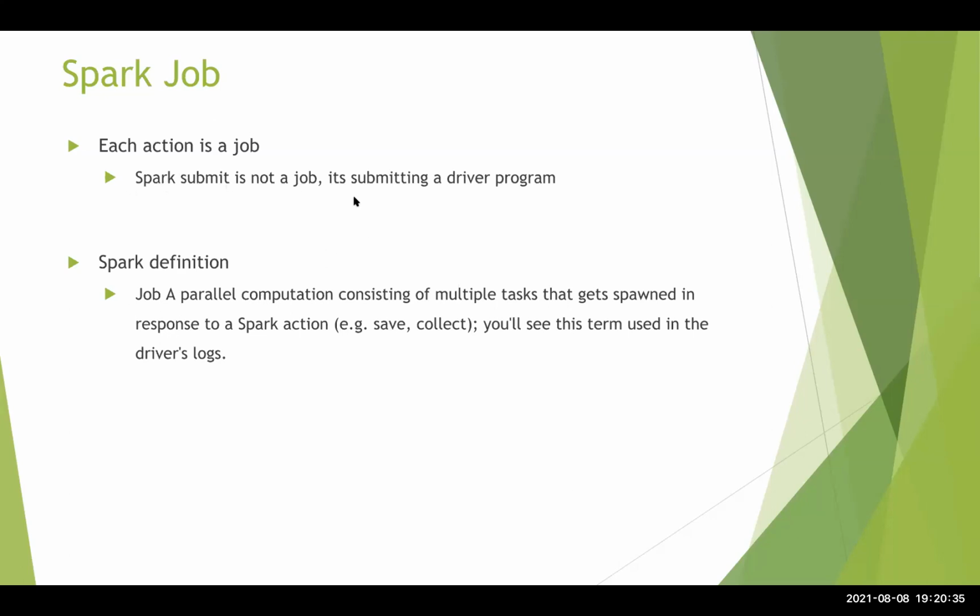So this is in layman's terms. If you go to the Spark documentation, what it says about a job is, a job is a parallel computation consisting of multiple tasks that gets spawned in response to a Spark action, like save or collect. You will see this term used in driver logs. So basically what it is saying in reality is that if you have any action, then that action is a job, and that job will trigger multiple tasks. It did not say that, but that's what happens. It will spin up the tasks, which will run inside the executors.